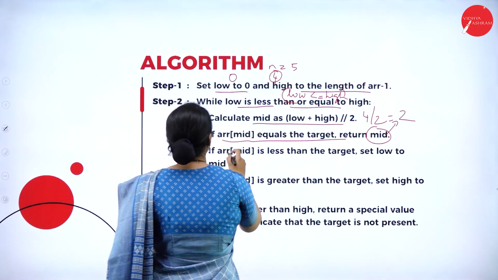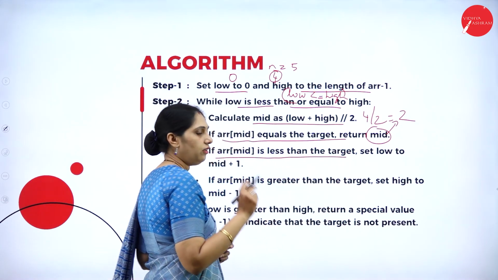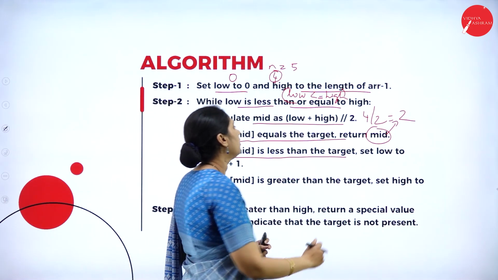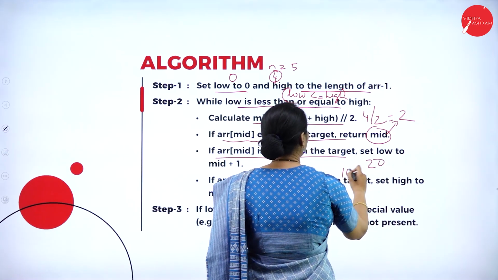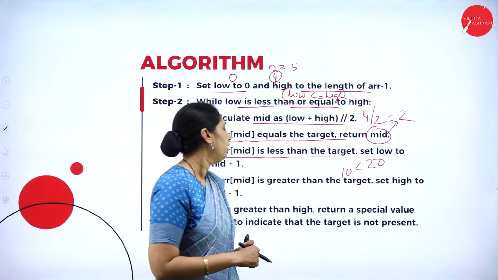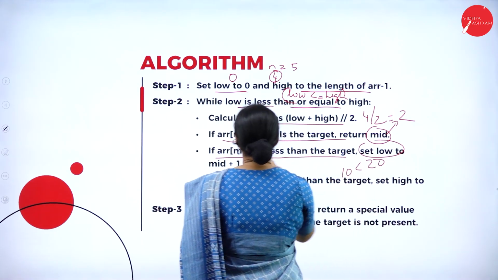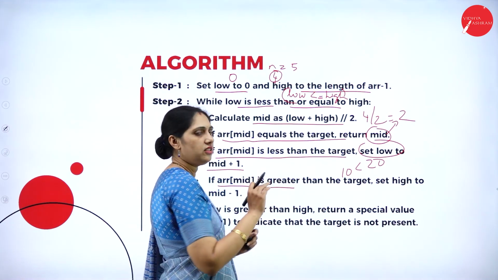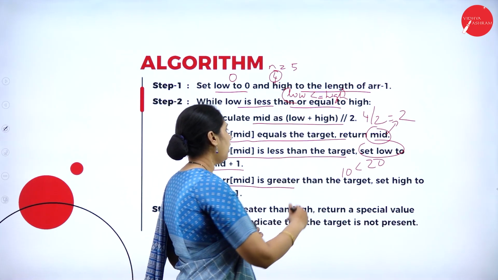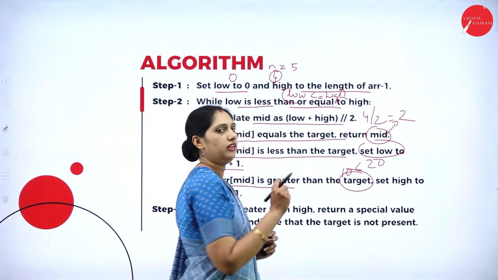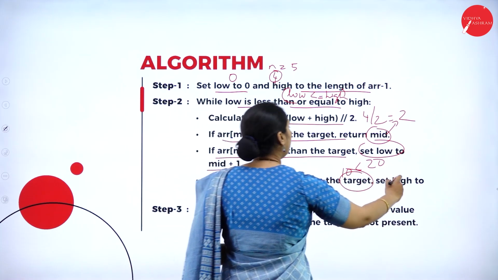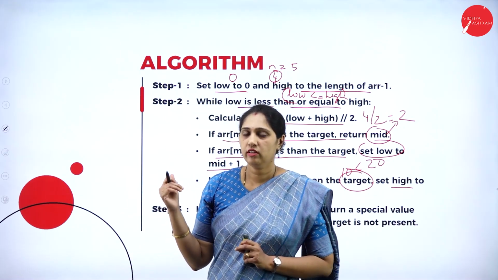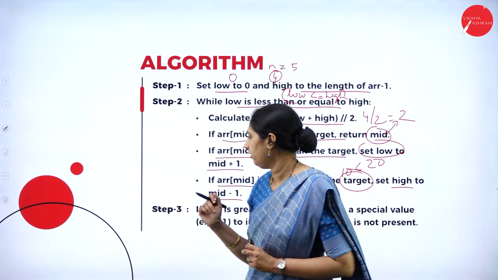Then suppose A of mid is less than the target. Say my target is 20 and my mid is 10. So 10 is less than 20. That time we have to set low to mid plus 1, right? Then if array of mid is greater than the target, that is the key, again that time our high variable will change to mid minus 1. These are the two conditions. Depending on that, we have to set our low and high values.